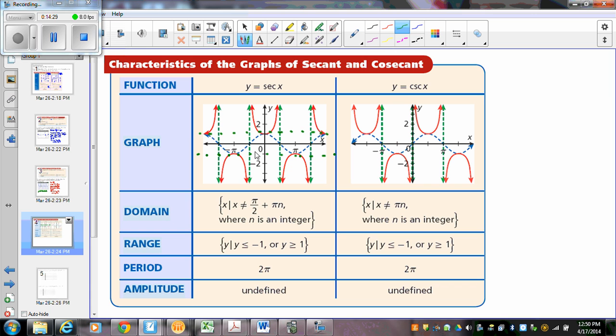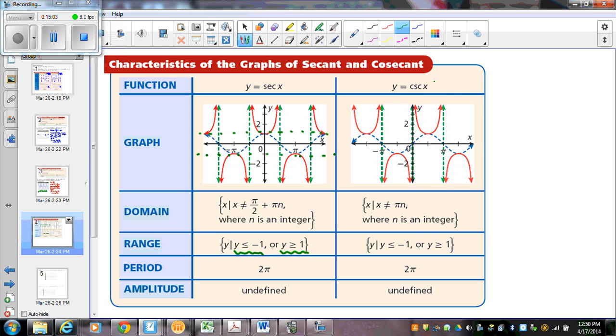Now the range, instead of staying between -1 and 1, it has to stay completely outside of -1 and 1. So we write that as y is less than or equal to -1, or y is greater than or equal to +1. And you do have to write both of those for your range answer. The period is still 2 pi, and this time our amplitude is again undefined, because we can go as low as we want or as high as we want, even though we have this white space in the middle.